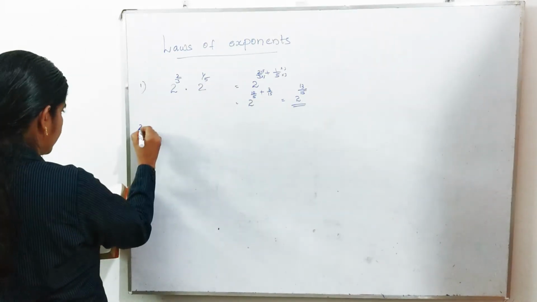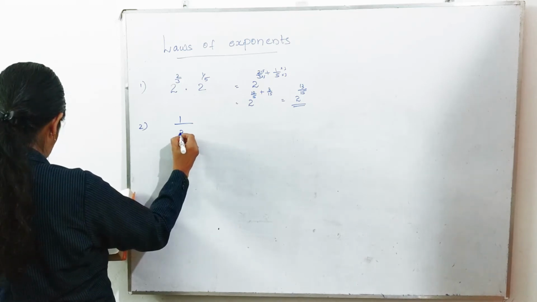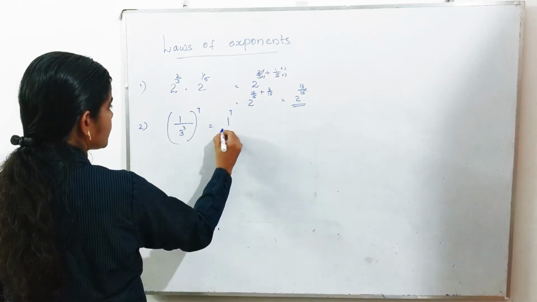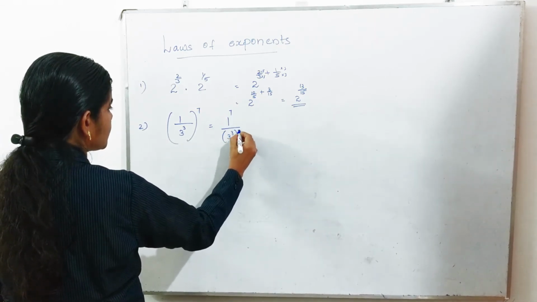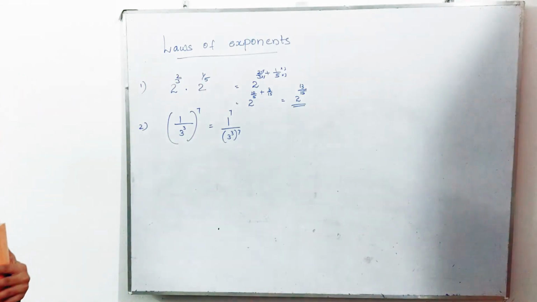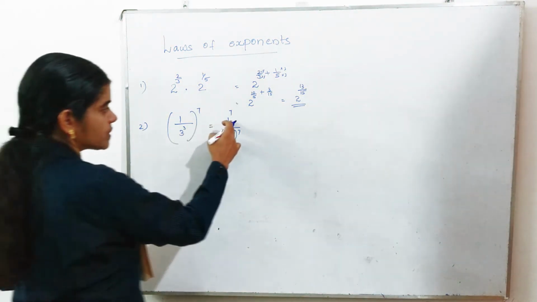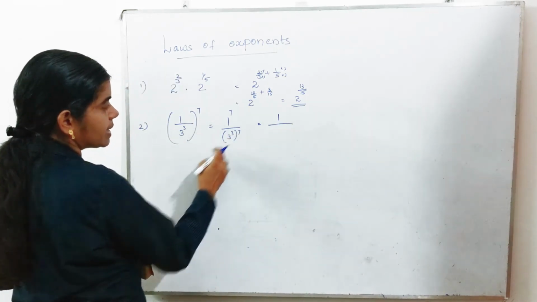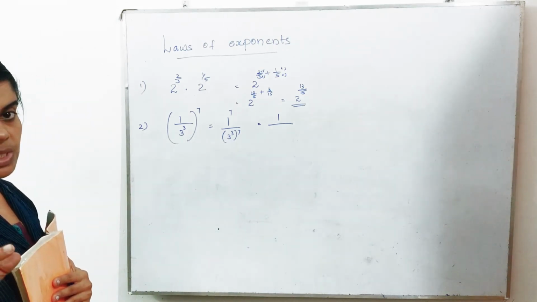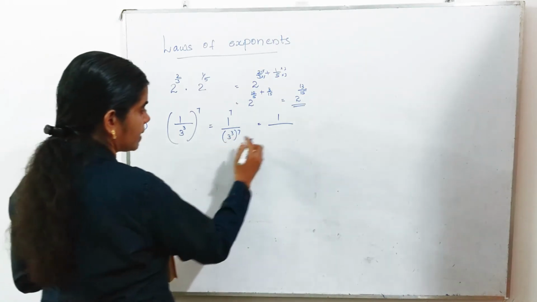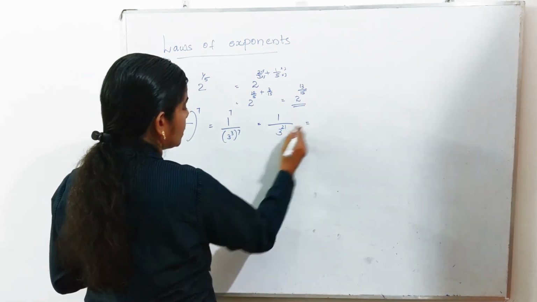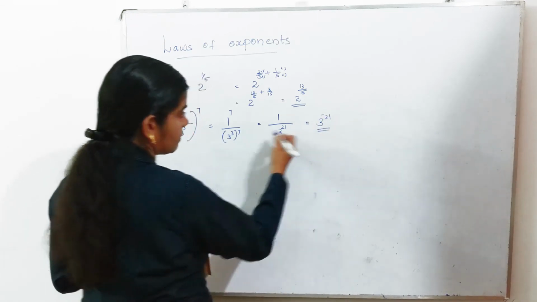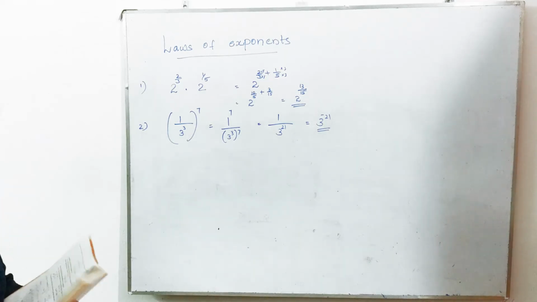Then second one, 1 by 3 cube all raised to 7. You can write this as 1 raised to 7 by 3 cube all raised to 7. The power 7 applies to both numerator and denominator. 1 raised to 7 is 1 itself. Then 3 cube all raised to 7: I already told you a raised to m all raised to n means a raised to mn, so these two you multiply. That is 3 raised to 21. If you write this in the numerator, it will become 3 raised to minus 21. Otherwise, you can write 1 by 3 raised to 21.